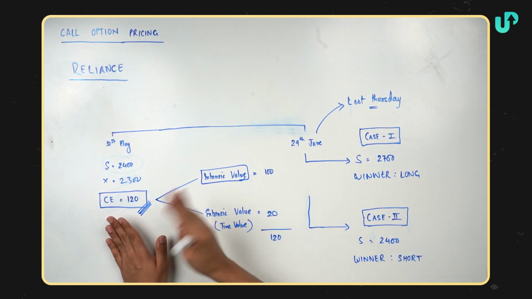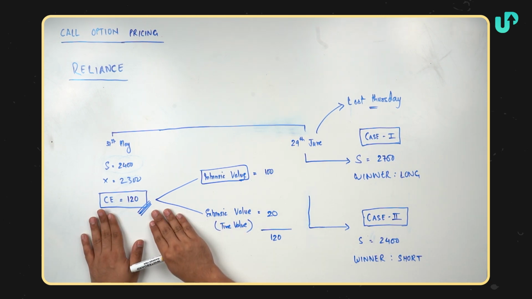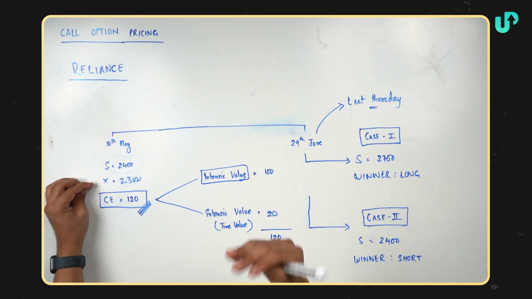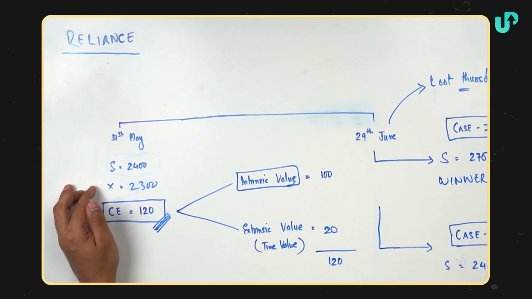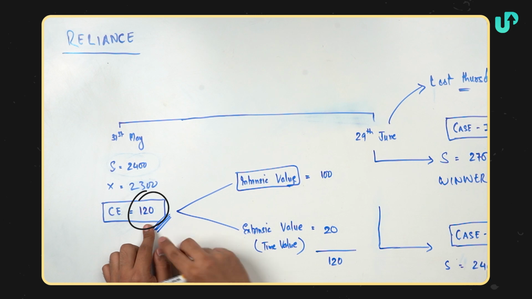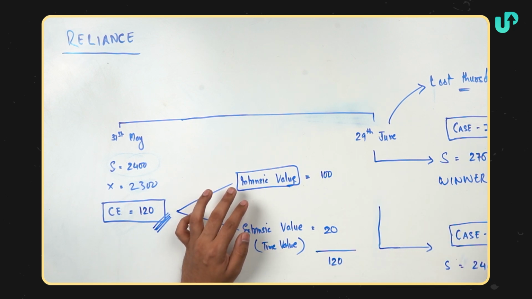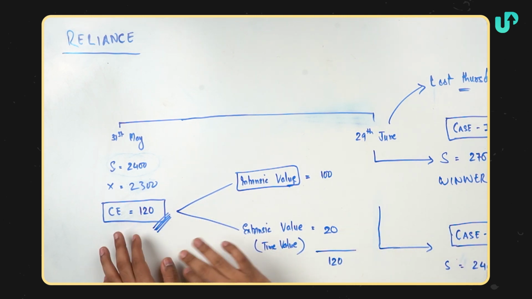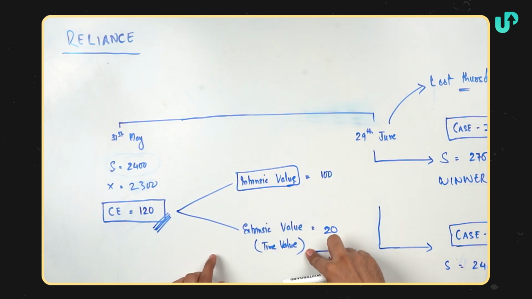Coming back to the example, 120 is the call option premium that we have seen, for the right to buy the stock of Reliance at 2300 one month down the line, that is on 29th June, as a long call party. Now this 120 rupees comes from two places. It comes from the intrinsic value of the option and the extrinsic or the time value of the option. So I have divided the 120 rupees into two parts, as you can see, intrinsic and extrinsic value.